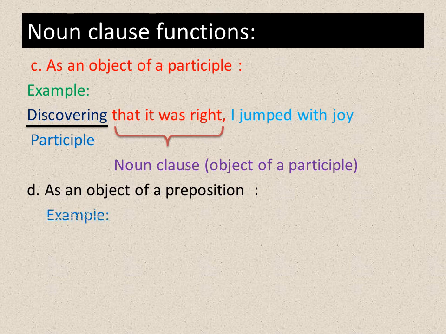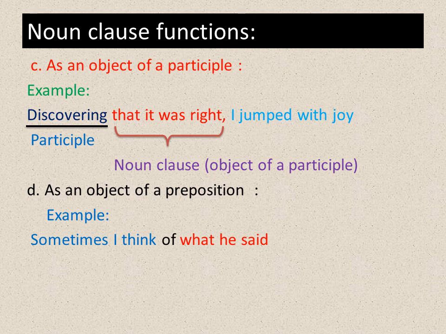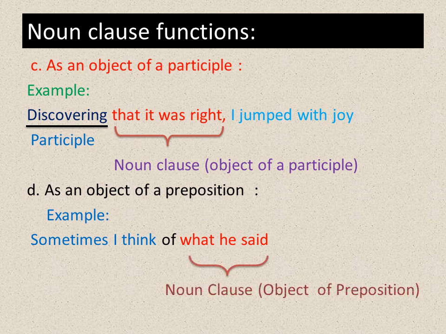Example, sometimes I think of what he said. So in this sentence, I think is a main clause. Of is a preposition. What he said is a subordinate clause. This subordinate clause started with the word what, so it is a noun clause. In this sentence, this noun clause is an object of the preposition of. Okay. So up to now we have seen 4 functions.